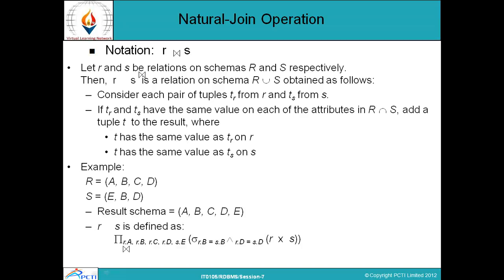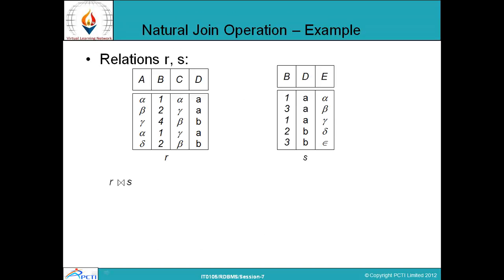Consider here the example of relation R with attributes A, B, C, D and S with attributes E, B, D. The result schema will be A, B, C, D and E. The common attribute should not be repeated, here B. The join is defined like this over the columns R.A, R.B, R.C, R.D and S.E, and a selection is applied with a particular condition, using and or or operations. The Cartesian product can also be applied here, so multiple conditions can be applied over this query.